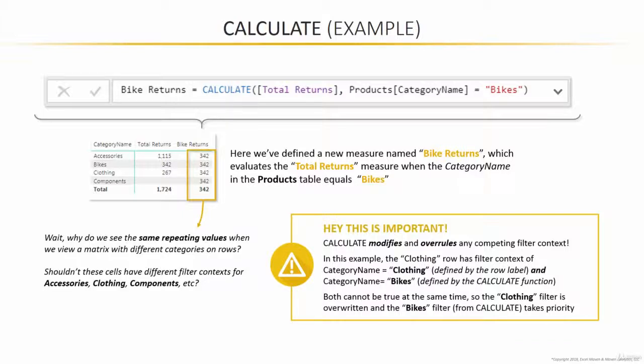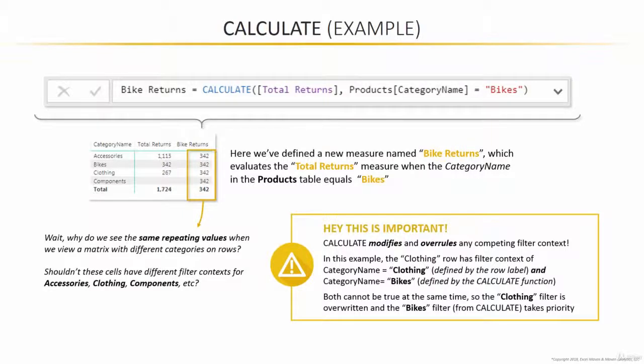and the bikes filter from calculate takes priority. So think of calculate as kind of the bully function or the bully filter, which says, I don't care if I'm sitting here in a matrix row that says it should be calculating accessories or clothing or components. I'm the boss. I'm going to step in and say, we need to calculate for category name equals bikes, period. And that's why you see the same total row after row after row, even for lines like components, which didn't generate sales or returns.